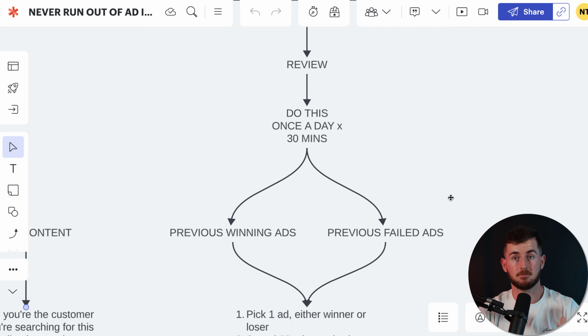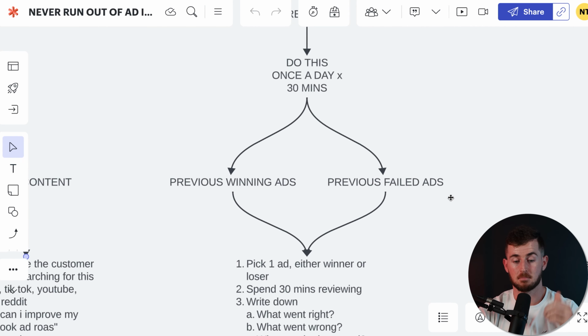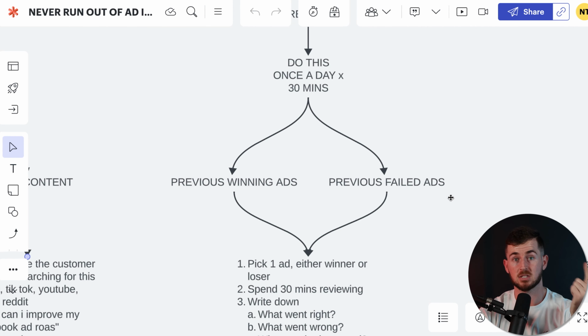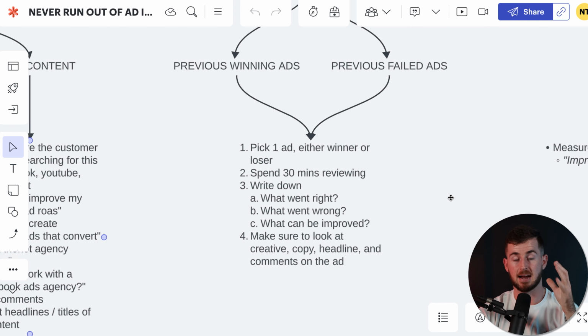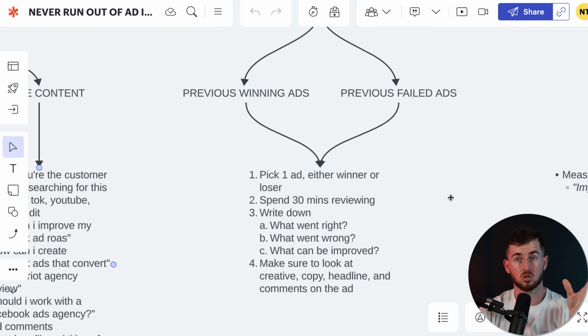So our game footage as a marketer is previous winning ads and previous failed ads. That's our game footage. So what I want to do is every day I just want to pick one ad, whether it's a loser or a winner, do a good mix of both. And I just want to pick one ad. I'm going to take my phone, I'm going to set a 30-minute timer, and I'm just going to look at that ad for 30 minutes.